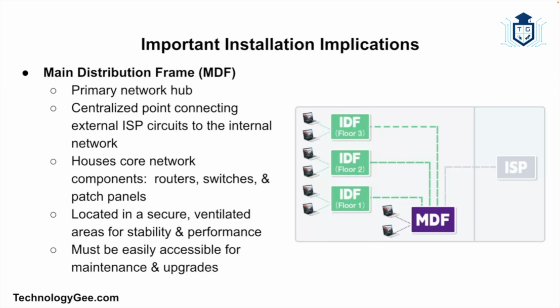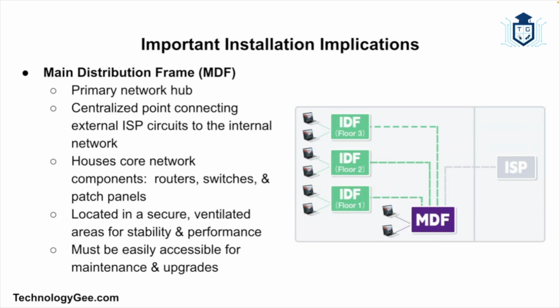And we're going to talk about IDFs and MDFs, or intermediate distribution frames, and main distribution frames. Networking infrastructure is typically organized into two main physical locations: the intermediate distribution frame and the main distribution frame. And understanding their roles ensures efficient data transmission and structured cable management. So let's talk about the MDF. This is the primary hub of network connectivity within a building or facility. It connects external circuits such as internet service providers to the internal network, and all network traffic is routed through this centralized point, making it critical for stability and performance.